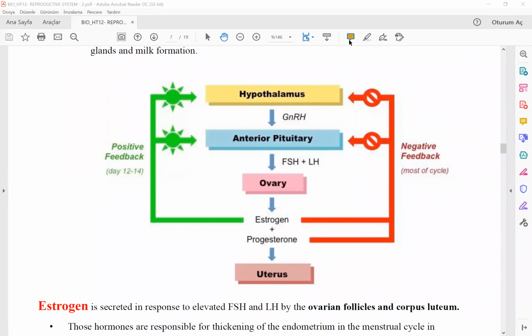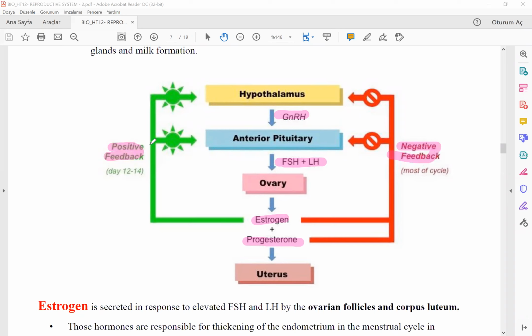The hypothalamus secretes gonadotropin releasing hormone to the anterior pituitary. It affects the anterior pituitary to secrete FSH and LH, which go to the ovary, and the ovary hormones are estrogen, progesterone, and a small amount of inhibin. And estrogen actually has both positive and negative feedback mechanisms.